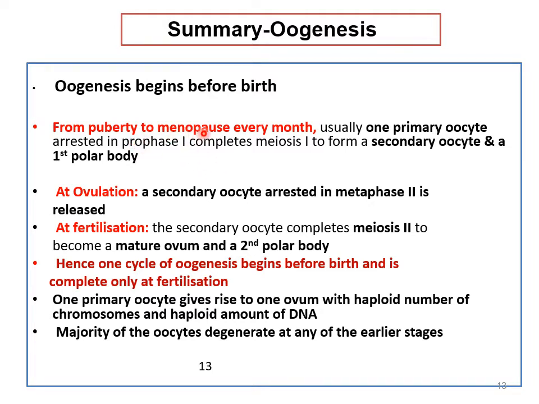Menopause usually occurs, it depends on race and countries, etc., but usually between 45 and 50, and some stop at 55 also. So from puberty to menopause, every month usually one primary oocyte arrested in prophase 1 completes meiosis 1 to form a secondary oocyte and a first polar body. It may happen from either ovary.